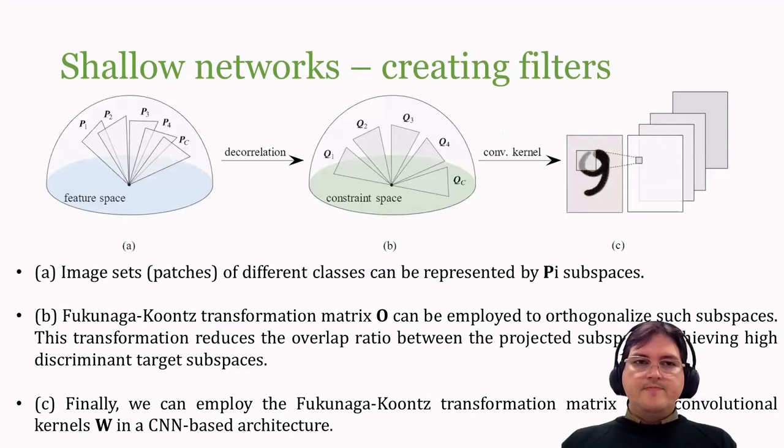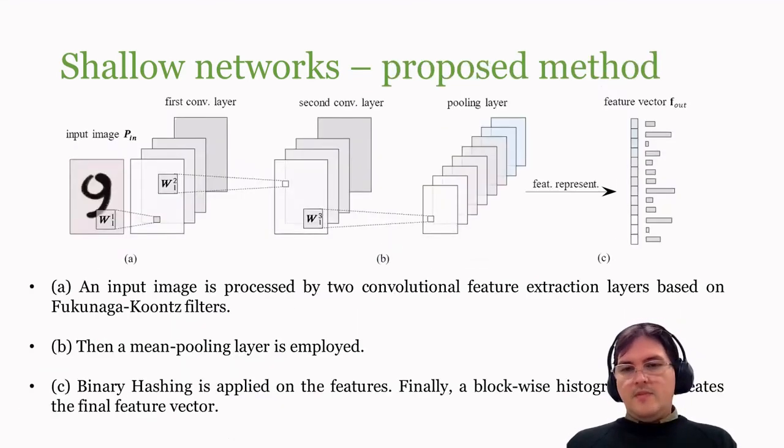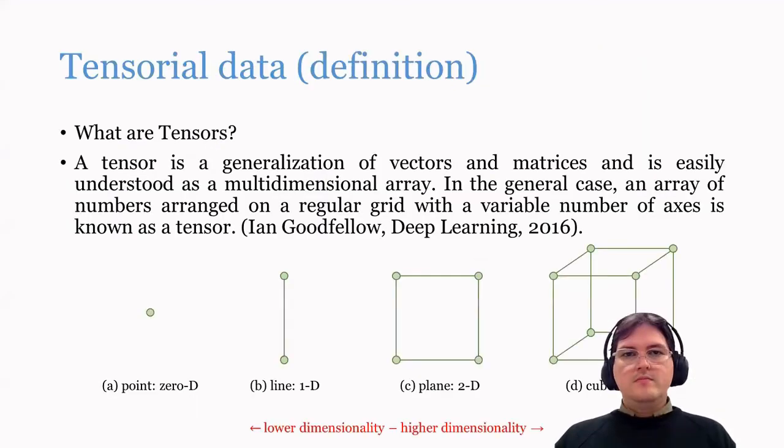So this is an example of how we create filters. These filters can be employed as convolutional kernels in convolutional neural networks directly, so we don't need the backpropagation. And then we can use many layers and also pooling layers and so on.